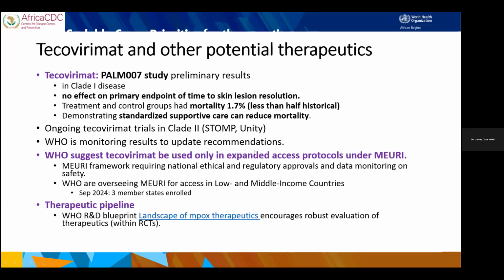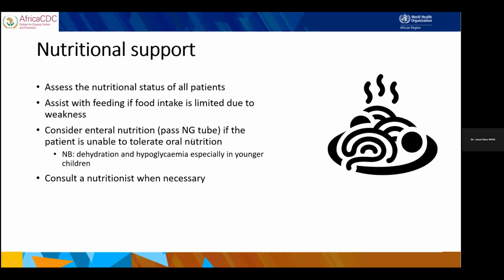There are ongoing tecovirimat trials in clade 2, and those include STOMP and UNITY, which are ongoing in multiple countries, including Geneva, Brazil, the USA, and some others. And we are working to understand those results when they become available to update our recommendations. And if you want to look for the therapeutic pipeline, you can look at the website of the R&D Blueprint, where they frequently update this list of landscape therapeutics for Mpox.